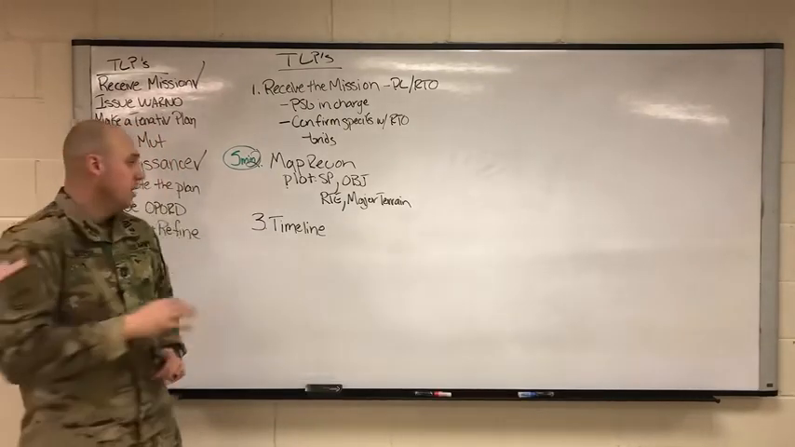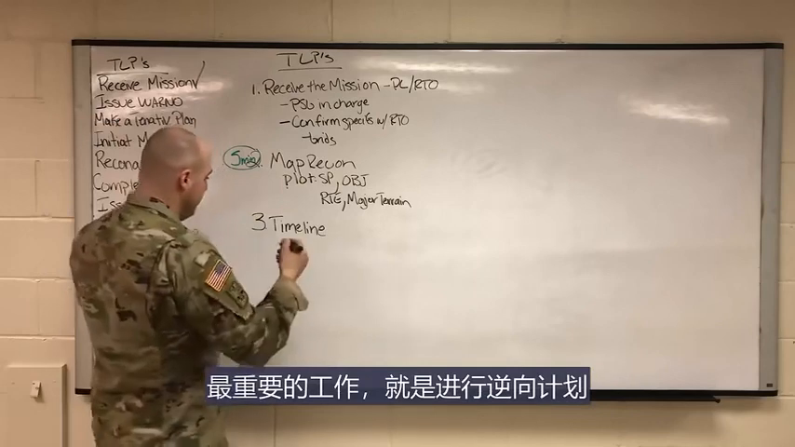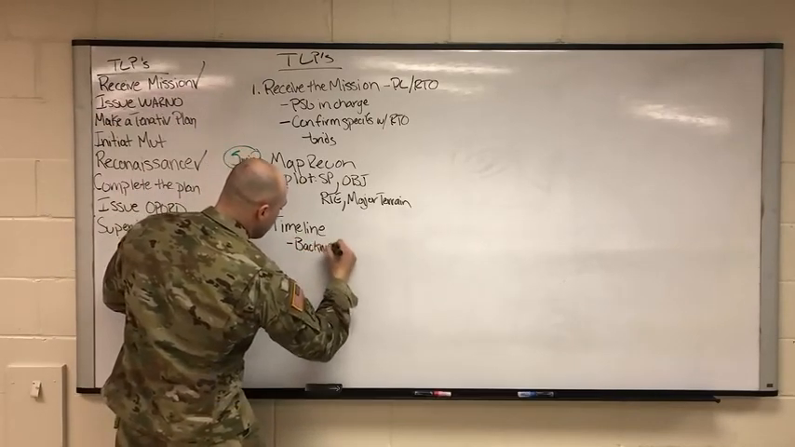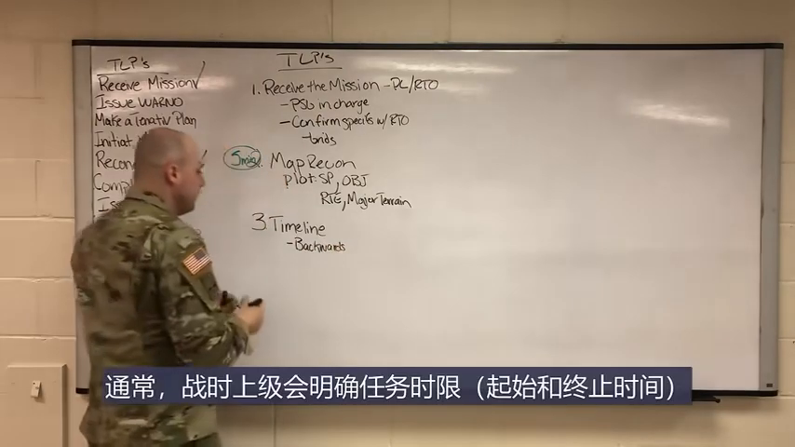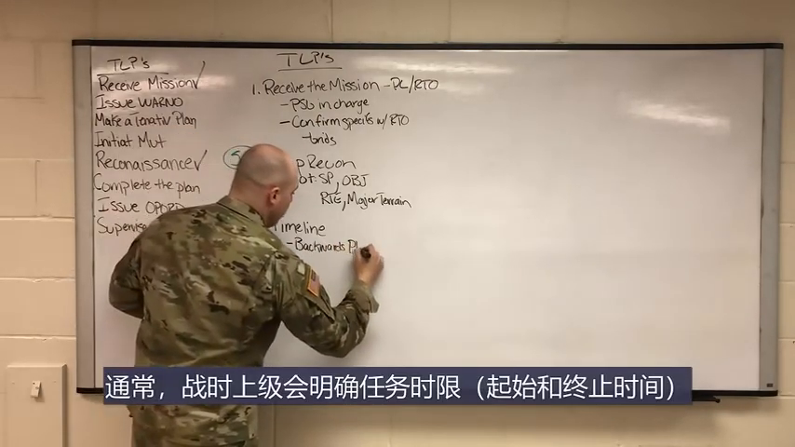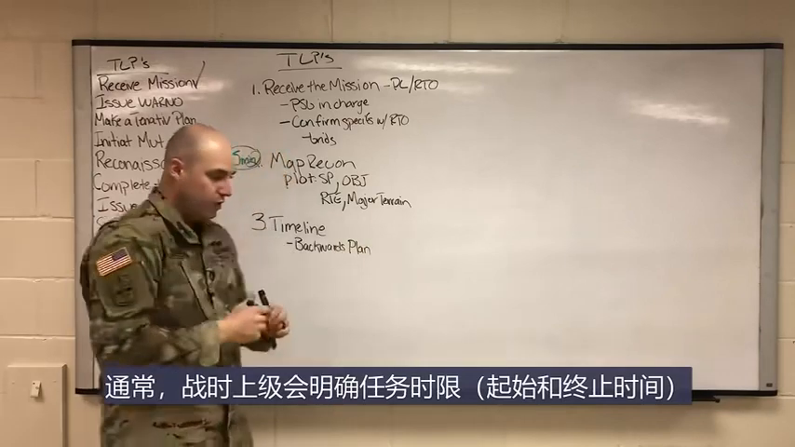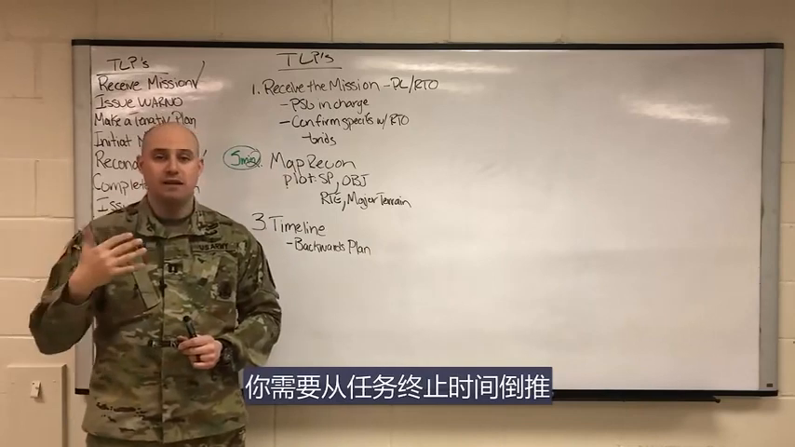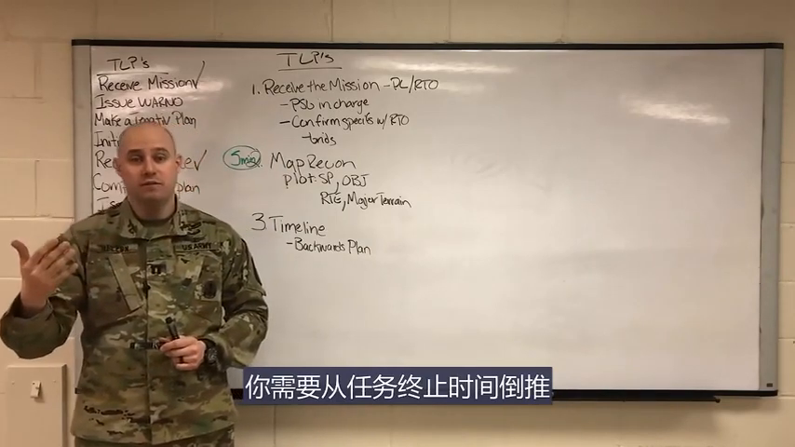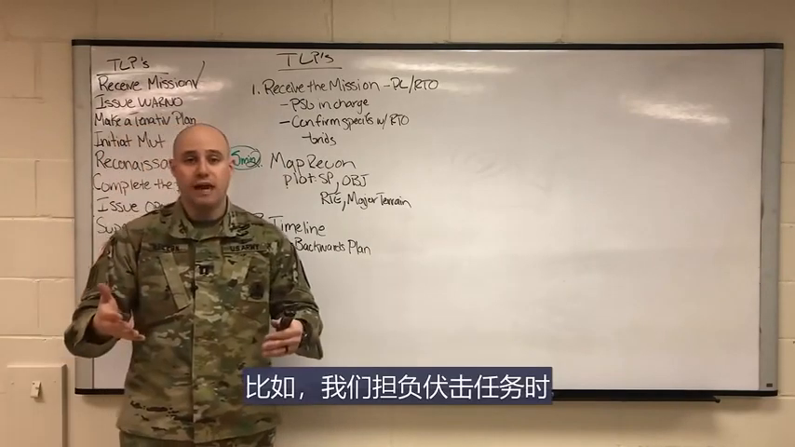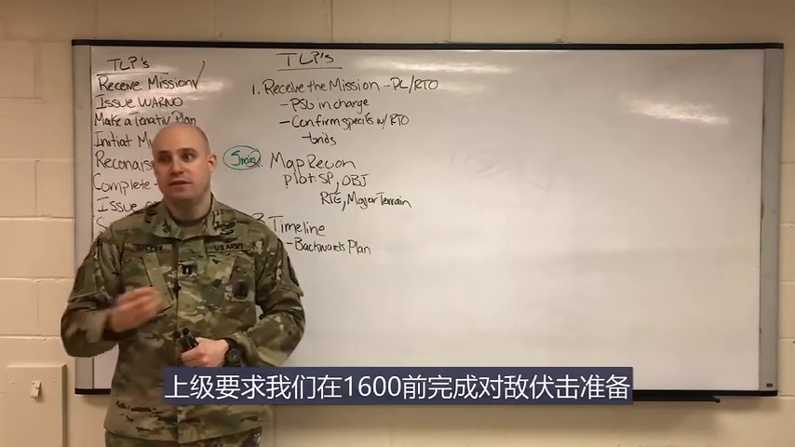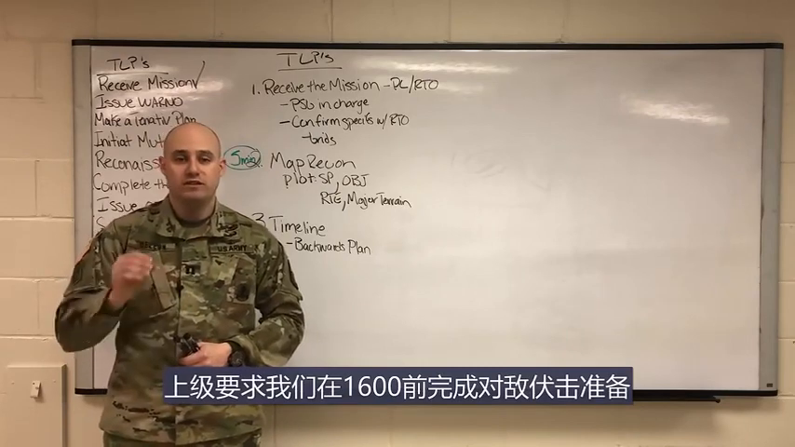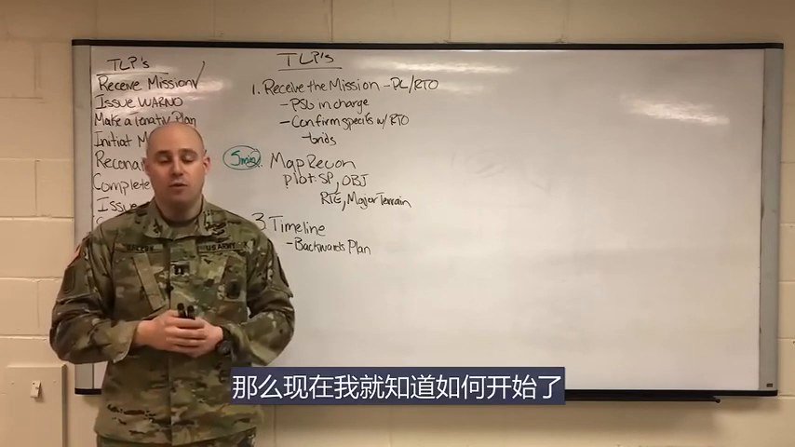All right. The biggest thing that I need to make sure I do here is that I backwards plan. Typically, when you're doing an operation, they are going to give you a hit time, an end time, and you have to plan backwards from that time to make sure you meet that mission. Okay. So, for instance, let's say we're doing an ambush, and the time that they say is, hey, your ambush needs to be set and established no later than 1600. Well, now I know where I need to move back from.